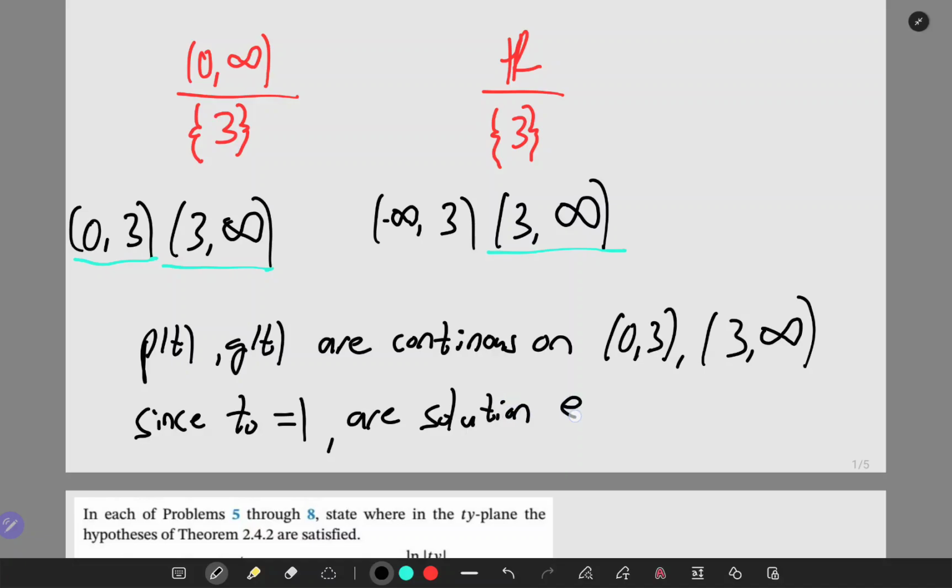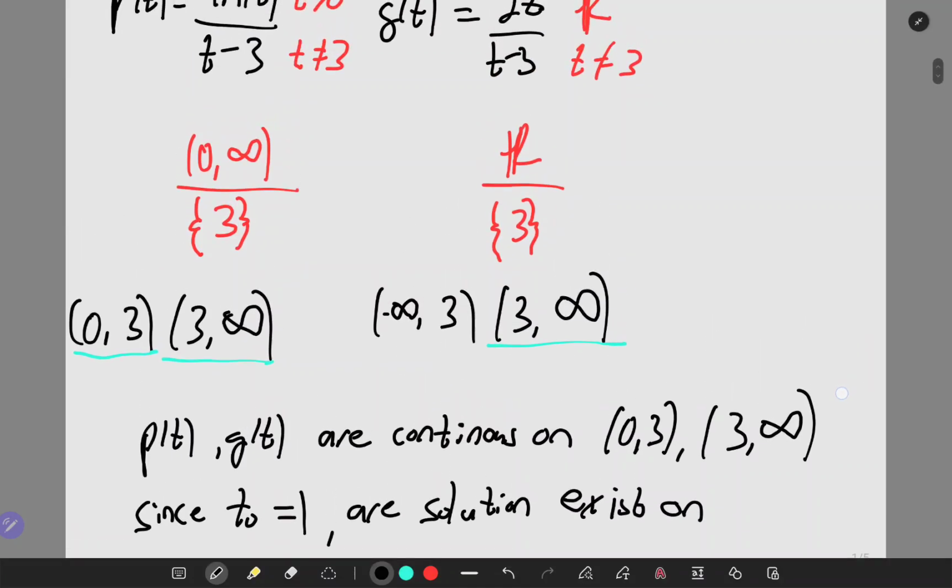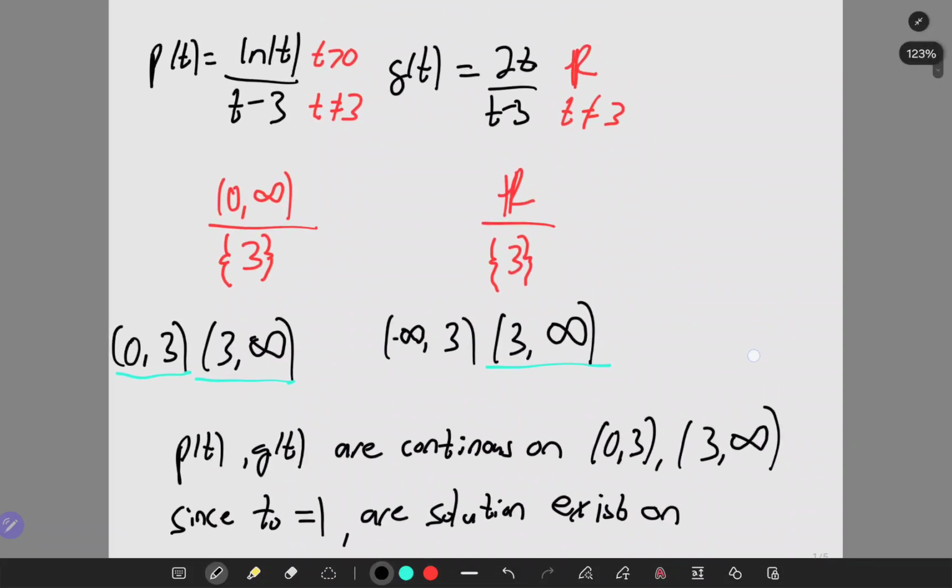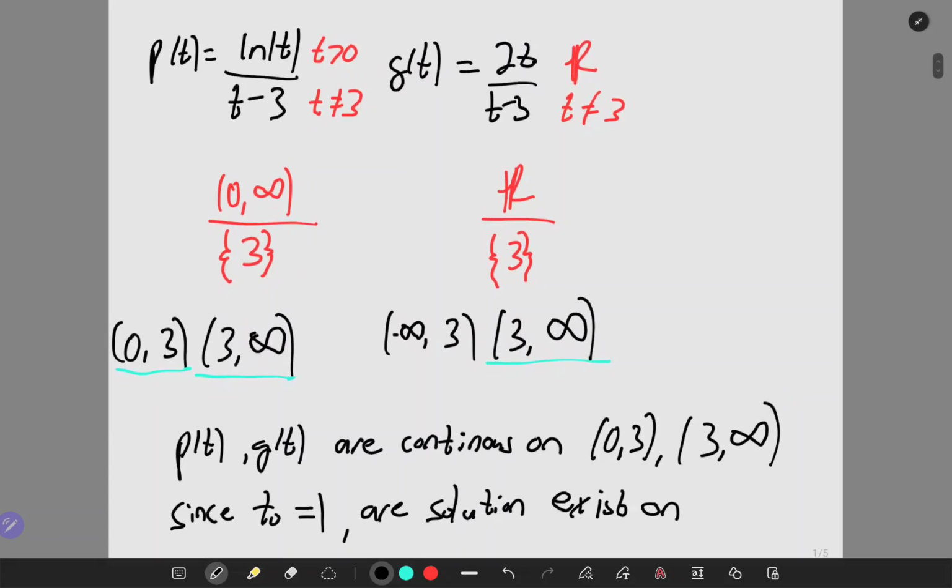Our solution exists on, remember, this is the existence and uniqueness theorem. It's continuous from, it's going to be from 0 to 3, right? Because that's the only time where we have 1. 1 is between 0 and 3. It's not between 3 and infinity.